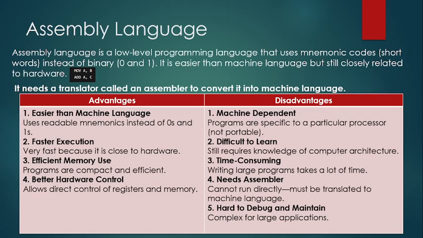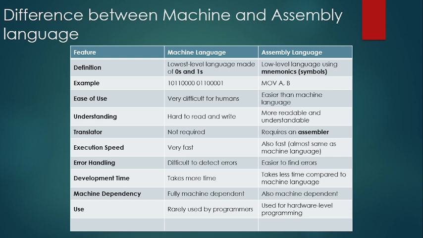It needs an assembler because an assembler is a translator that translates assembly language, and it is hard to debug and maintain. Then let's move on to the difference between machine and assembly language. The first difference is that machine language needs no translator, but assembly language needs a translator named an assembler.